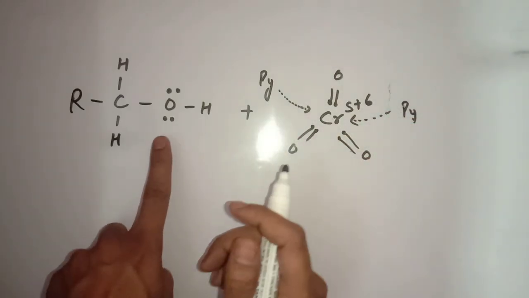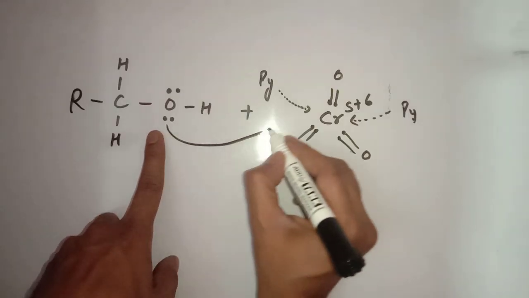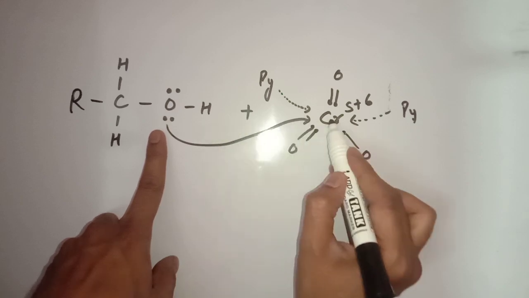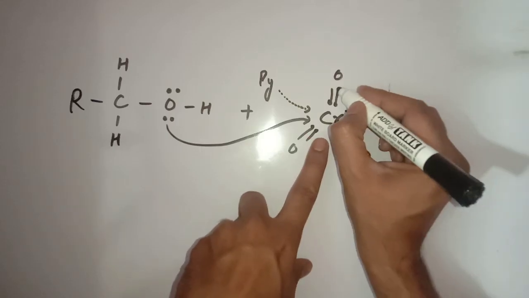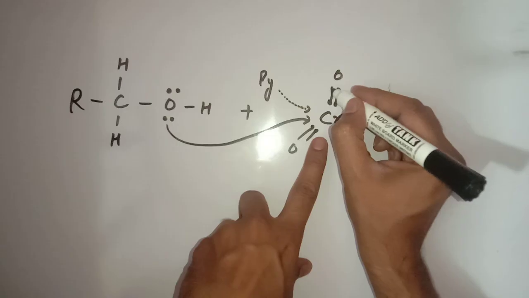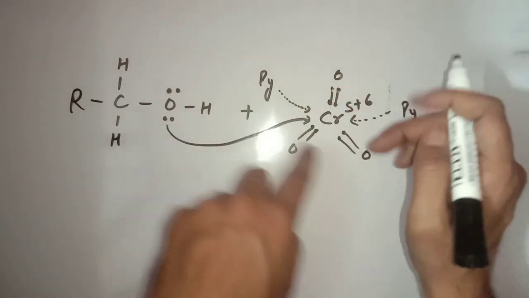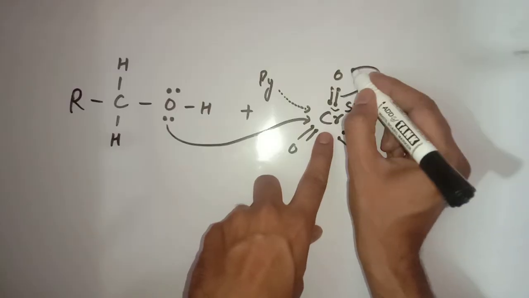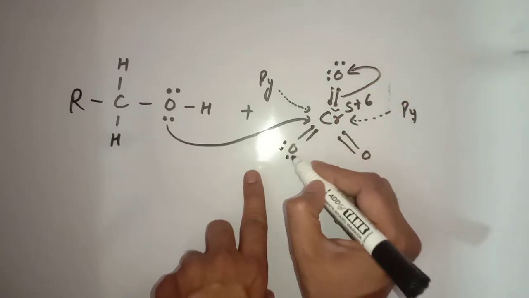Who can provide electrons? This oxygen of the alcohol. Its lone pair is ready. It will completely transfer its lone pair to the chromium, not like pyridine, not partially, but completely, due to which one pi bond will break, because chromium can make a maximum of 6 bonds. So obviously the 6th bond will break and electrons will shift toward oxygen. This oxygen is already carrying 2 lone pairs, so please draw them.